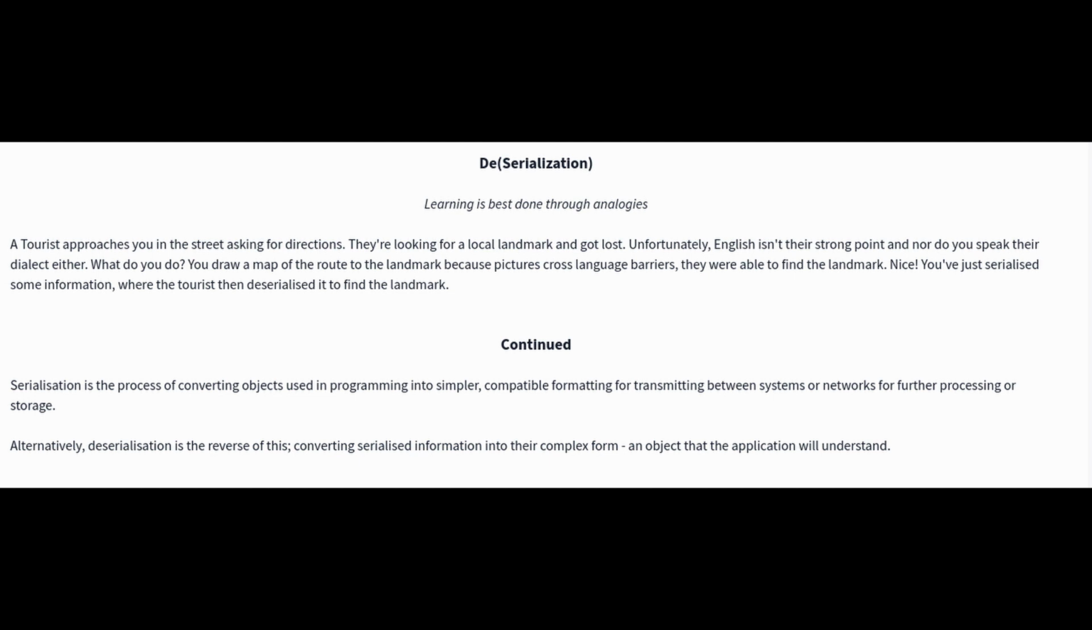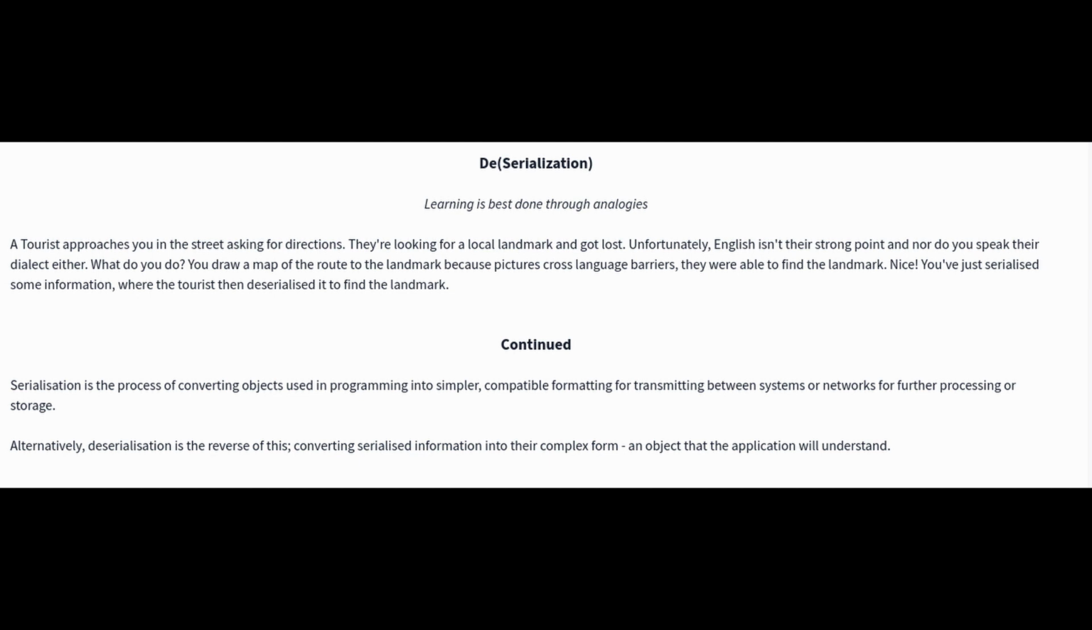Deserialization. Now we come to an important topic: deserialization. Over here we have an interesting analogy. A tourist is approaching the street, and he looks at the landmark and finds himself lost. Unfortunately there isn't a person who knows English, and he went to some other person and asked for directions, but the person also doesn't know English. They can't communicate and they don't know each other's dialect either. So what will the person do? He'll probably draw a map to the route of the landmark, because over here it's written picture crosses language barriers. The same can be said for art. Because of this, that tourist, let's call him Nathan, is able to find his way back.